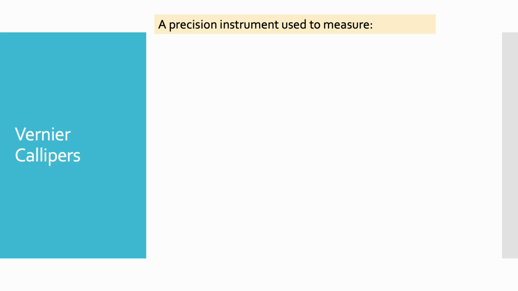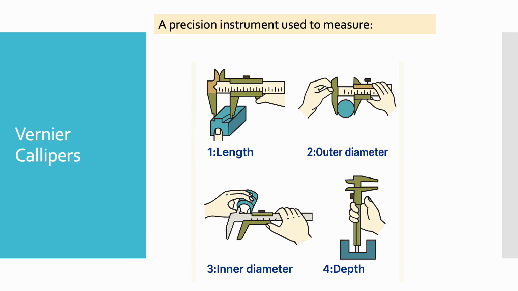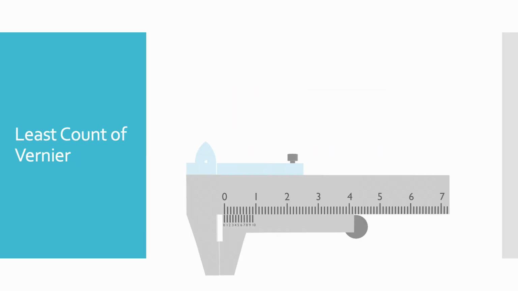We can use vernier calipers to measure length or thickness of an object. We can also use it to measure inner diameter of hollow objects like pipes. We can measure depth of holes or cavities. Its versatility makes it essential in laboratories.